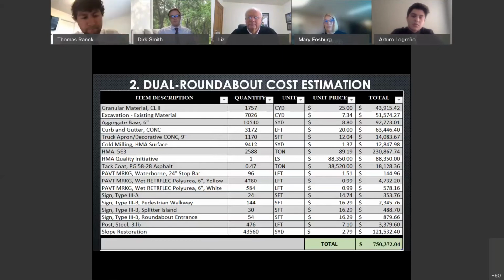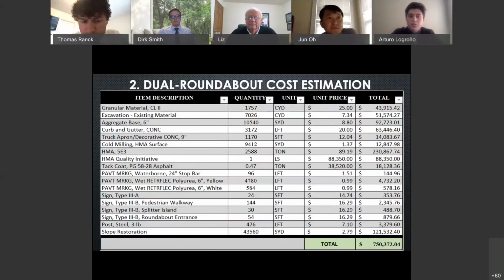Dr. O. Yeah, I have 2 questions. The first question is, you propose a dual roundabout, but do you have any good justification for that? And second question is, have you considered any pedestrian or bicycle path through the bridge? Oh, should I? So, go ahead. Yeah. No, you can go ahead.